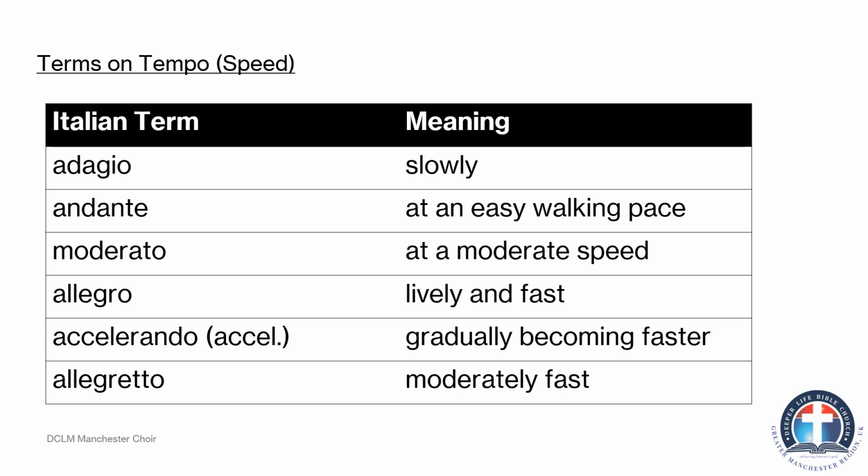So those of you that are from Italy, this is an advantage to you. You could just pass this with ease because they are all Latin, they are all Italian terms. So adagio means slowly. So when you see a piece of music with adagio, it means sing that piece of music slowly. Andante means at a walking pace.